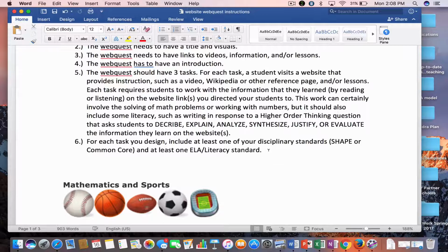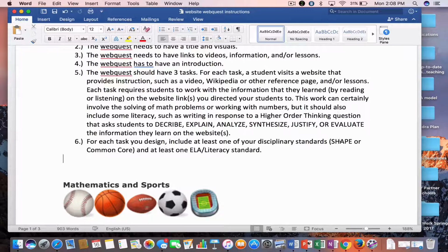And then for each task that you design, and you're designing 3 tasks, you're going to include at least one of your disciplinary standards. So that would be SHAPE. There are health standards, which are SHAPE health standards. The PE are also PE SHAPE standards, or the Common Core State Standards for math.